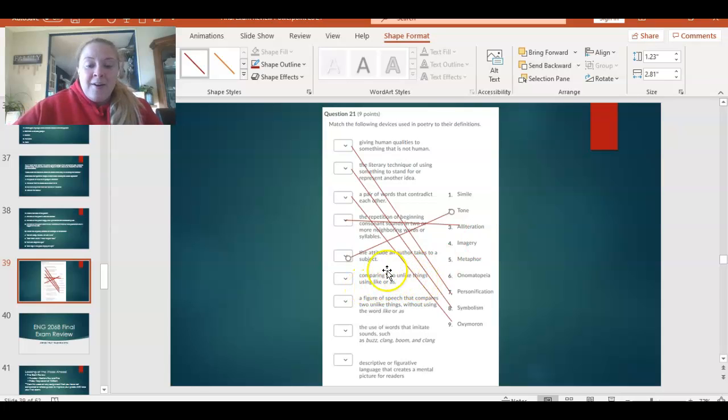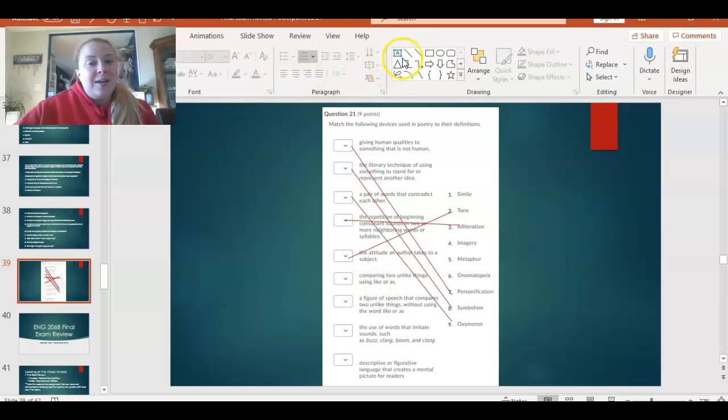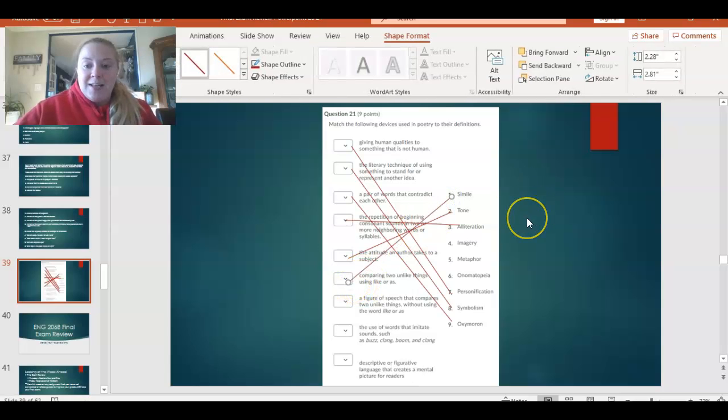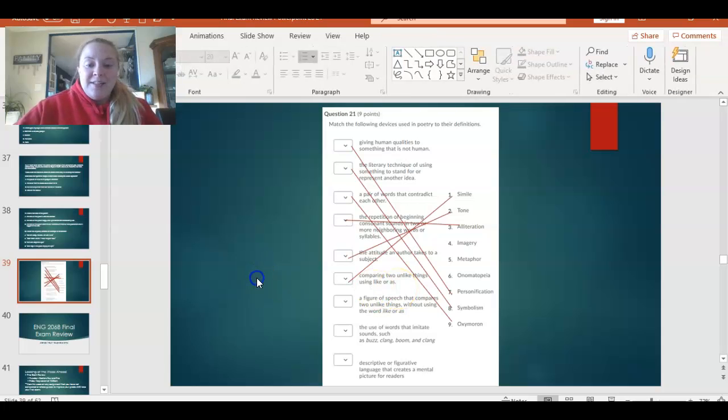Okay, comparisons, comparing two unlike things using like or as. Everybody always gets this in class, so I know you guys are going to get this here. It is a simile. You have had this beaten into your heads in many, many English classes over the years. So two unlike things being compared using like or as, we call that a simile.